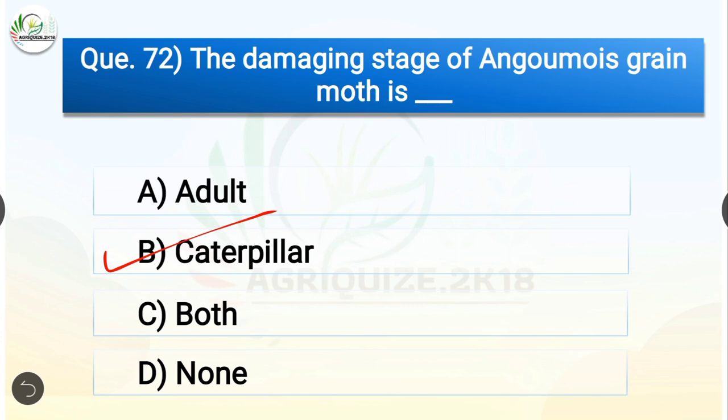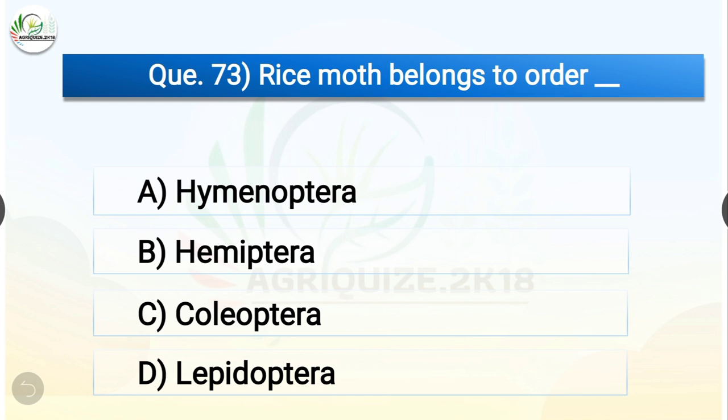Question number 73. Rice moth belongs to the order dash. The options are Hymenoptera, Hemiptera, Coleoptera or Lepidoptera. The correct answer is option D, Lepidoptera. So rice moth belongs to the order Lepidoptera.